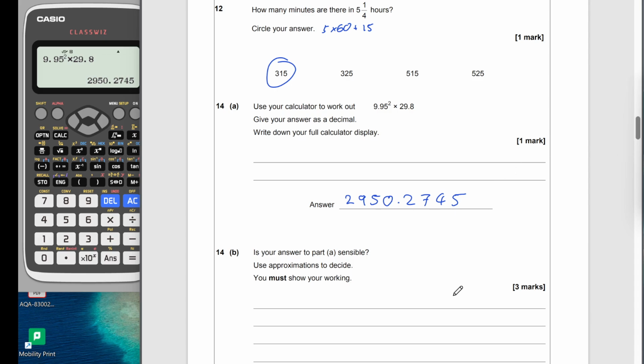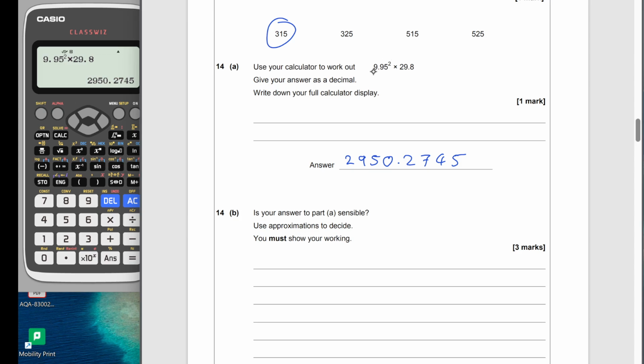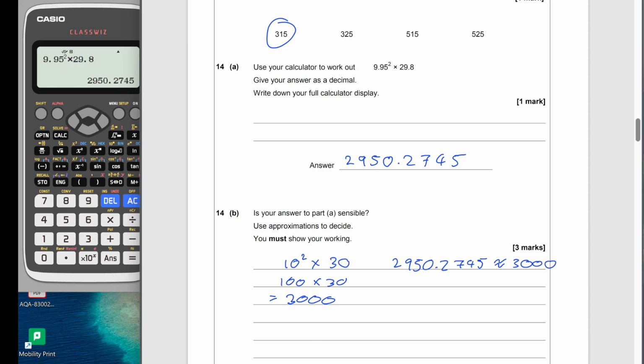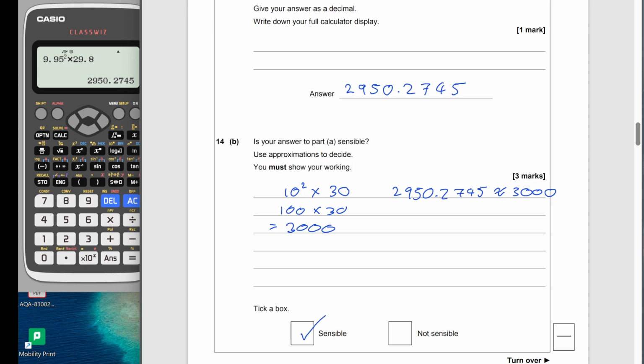Okay, part B, is your answer to part A sensible? Use approximation to decide. So using approximation to decide, we're going to round these values to one significant figure. So we're looking to do 10 squared times by 30. So 10 squared is going to be 100, times by 30 is going to be 3,000. And 2950.2745 is approximately equal to, so to one significant figure, 3,000. So is it sensible? Yes, sensible, because they both are approximately equal.